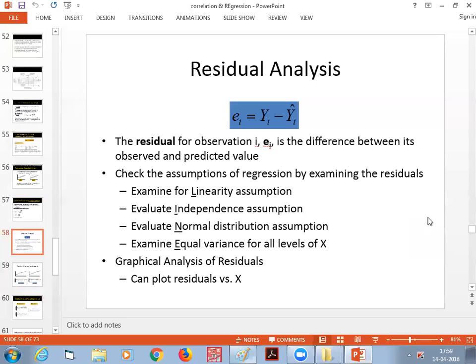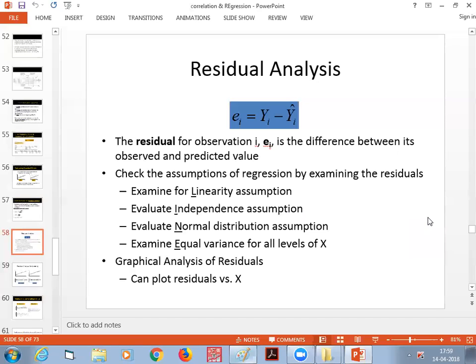Okay, from the residuals only we can check the assumptions. What are those? The linearity assumption, the independence assumption, the normal distribution assumption, and equal variance for all levels of X. That is nothing but the homoscedasticity, what I said. So these are the assumptions you can check through the residual analysis.